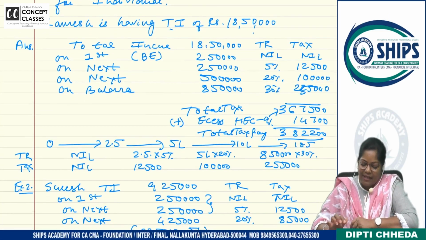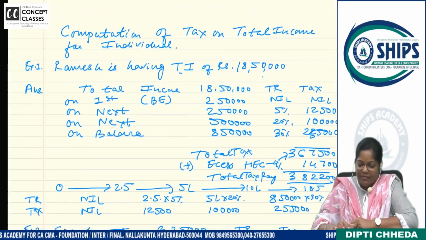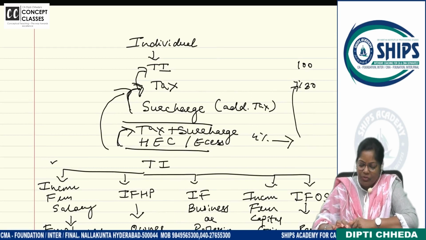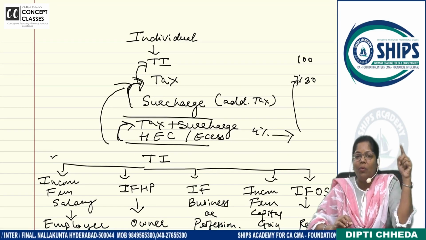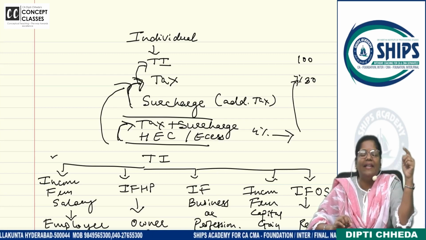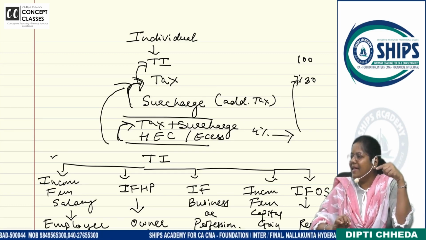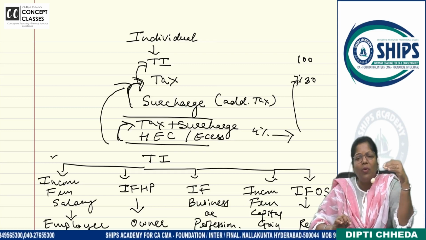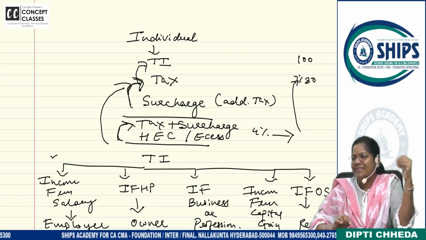So on screen are the problems we have solved yesterday. When I started with problems, I gave you this flowchart, and this flowchart says this very beautifully. Tax is calculated on what? Total income. Surcharge, if any, is calculated on what? Tax. And EC or HEC, health and education cess, on what? At what rate? Very good.